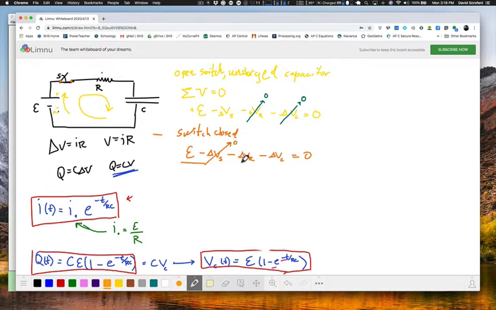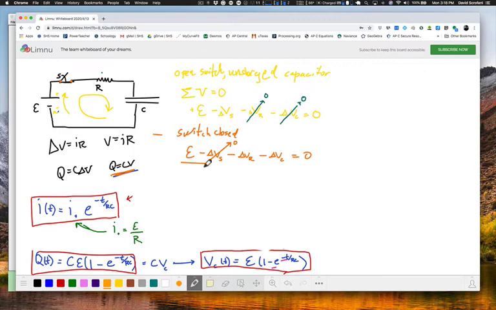Now, there is a current flowing, so there's a voltage drop across the resistor, and there is charge on the capacitor. At least there will be as time goes on, right? There may not be instantly, but as time passes, charge will build up on the capacitor, and so I expect to see a voltage drop across the capacitor according to this equation right here. As Q goes up, the V across the capacitor will rise.